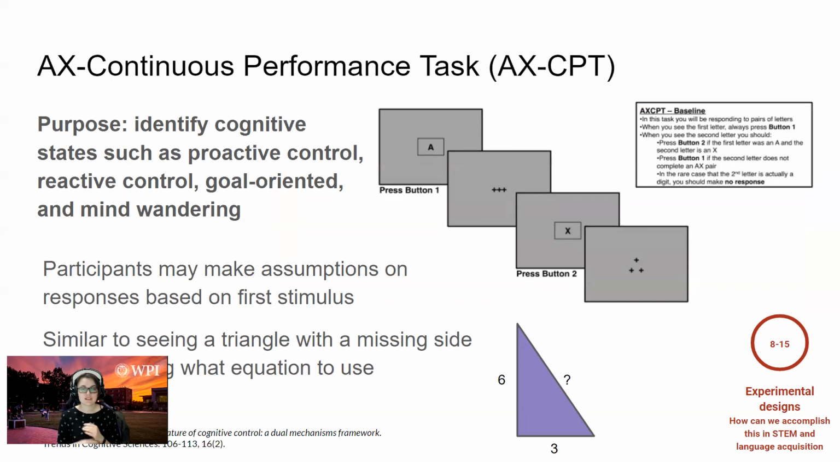So what are some of the validation tasks we've used? One of them is the AX continuous performance task, or AX-CPT. Its purpose is to identify cognitive states such as proactive control, reactive control, goal orientation, mind wandering.